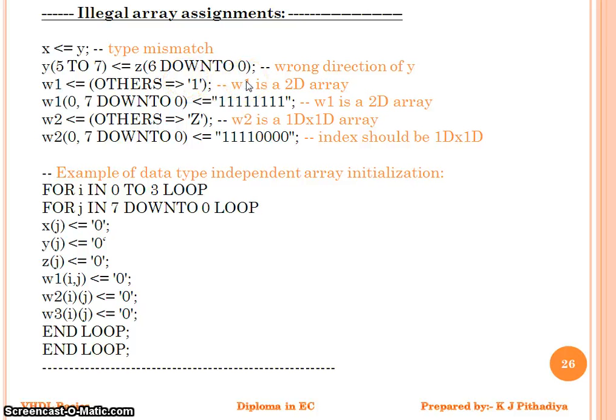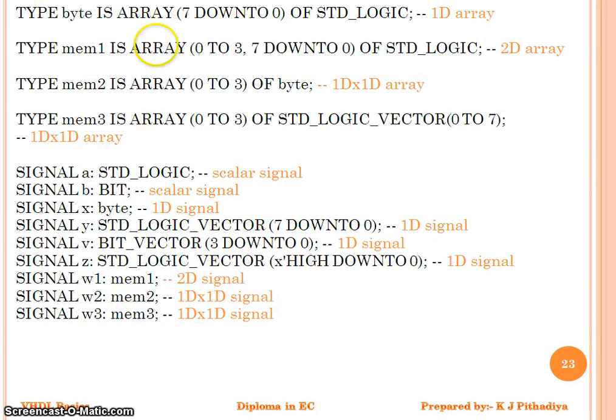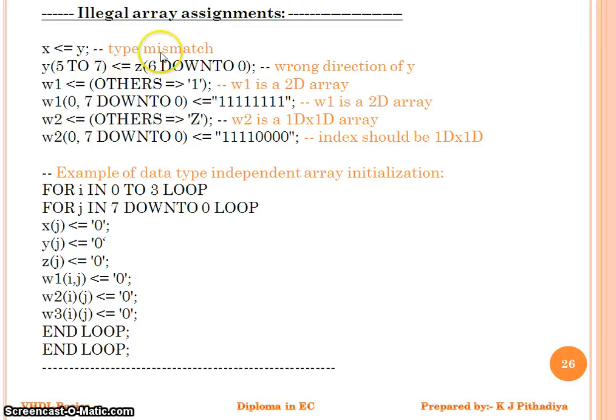Now, illegal array assignment. The mistake has been made by somebody, so it is written as illegal array assignments. Y is assigned to x, where y is a std_logic_vector and x is a byte. What is a byte? Byte is an array 7 down to 0, so between x and y there is a type mismatch. Similarly, y is 6 down to 0, and x is 5 to 7. Okay, 6 down to 0 cannot be assigned to 5 to 7.